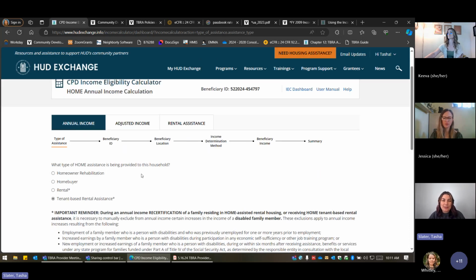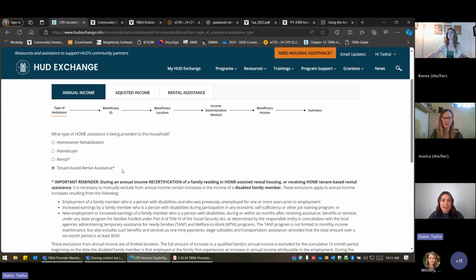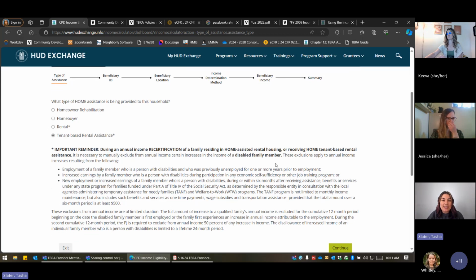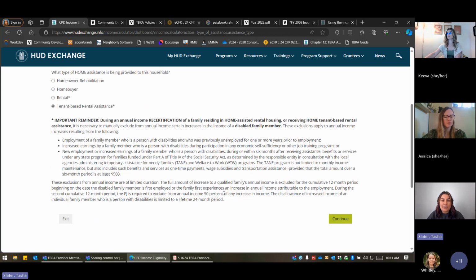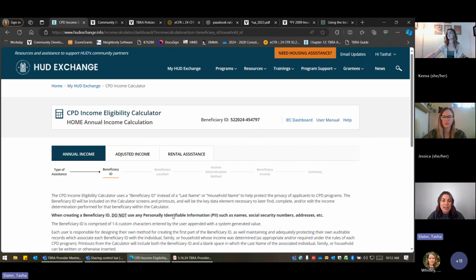So you'll get started. In this case, you'll always click tenant-based rental assistance. We'll go through the annual income first, and then adjusted income, and then rental assistance. Each tab has different groups that we'll continue through as we click. This also has a lot of notes and information to read through. If this is your first time, or if you've always skipped through it, I would encourage you to read all of these reminders just to make sure that you understand what to do with the income calculator. So click tenant-based rental assistance, and then we can continue.